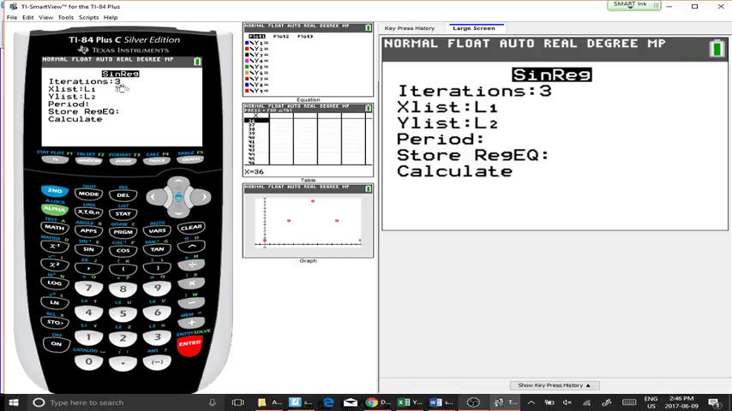Your stat plots aren't on. Now they are. You're just missing your last point, your middle point. The more iterations, the more accurate it's going to be. I would just leave it at 3. Your X list and Y list should be L1 and L2.